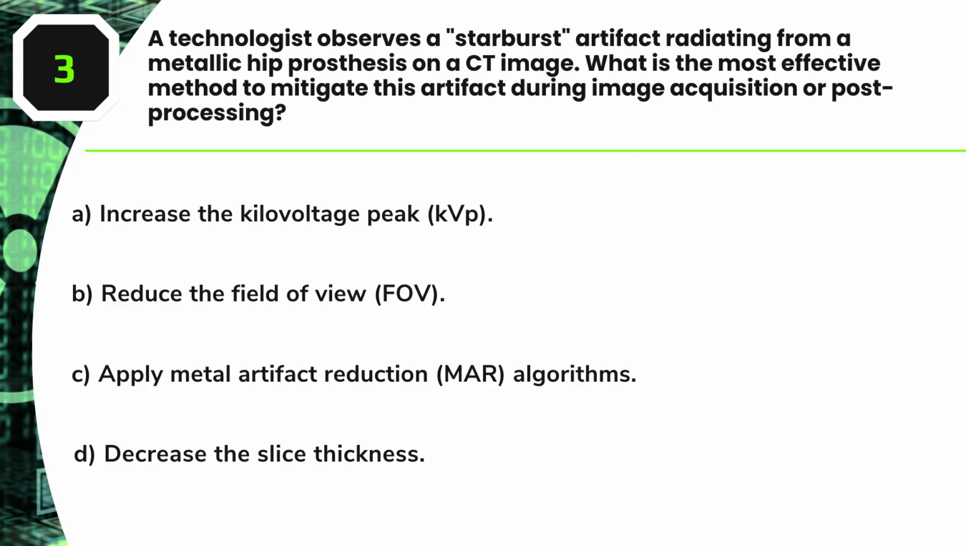Question 3. A technologist observes a starburst artifact radiating from a metallic hip prosthesis on a CT image. What is the most effective method to mitigate this artifact during image acquisition or post-processing? A. Increase the kilovoltage peak, kVp. B. Reduce the field of view, FOV. C. Apply metal artifact reduction, MAR, algorithms. D. Decrease the slice thickness.